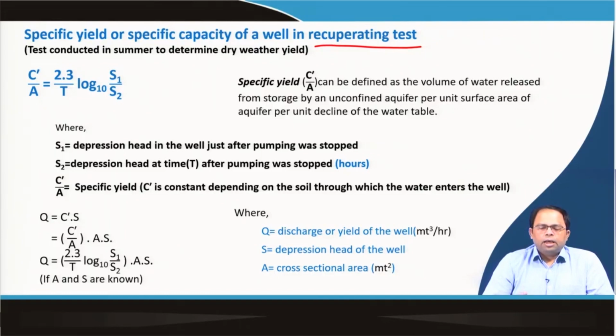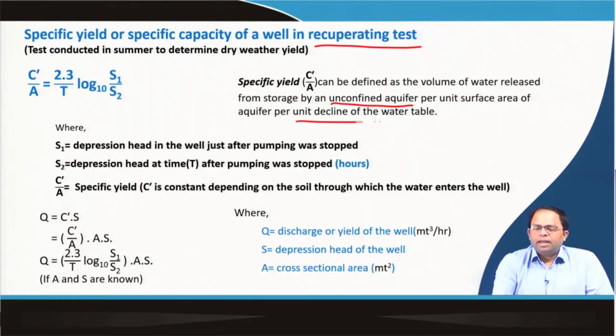So specific yield can be defined as the volume of water released from storage by an unconfined aquifer. You remember what an unconfined aquifer is? Unconfined aquifer means it is not under pressure, it is an open aquifer. That means it is not confined from the top, right? So specific yield can be defined as the volume of water released from storage by an unconfined aquifer per unit surface area of aquifer per unit decline of water table.